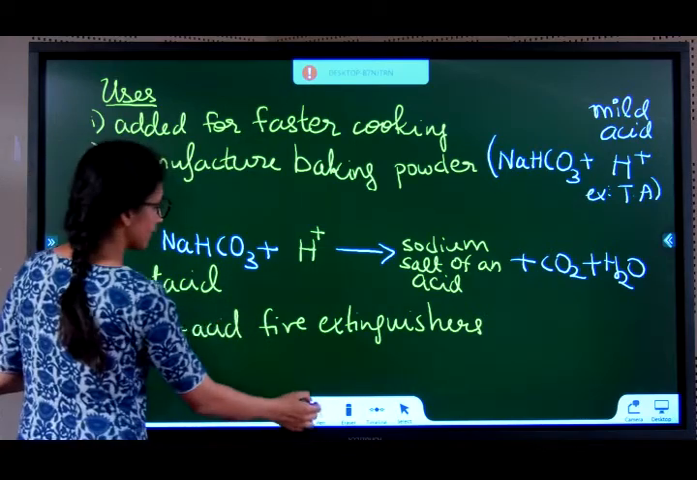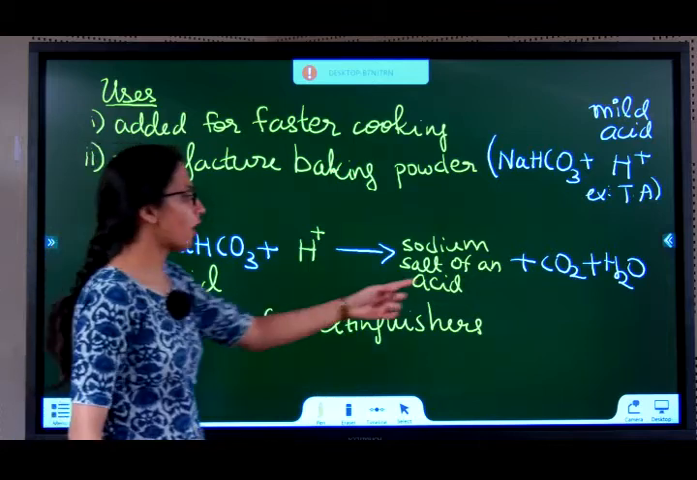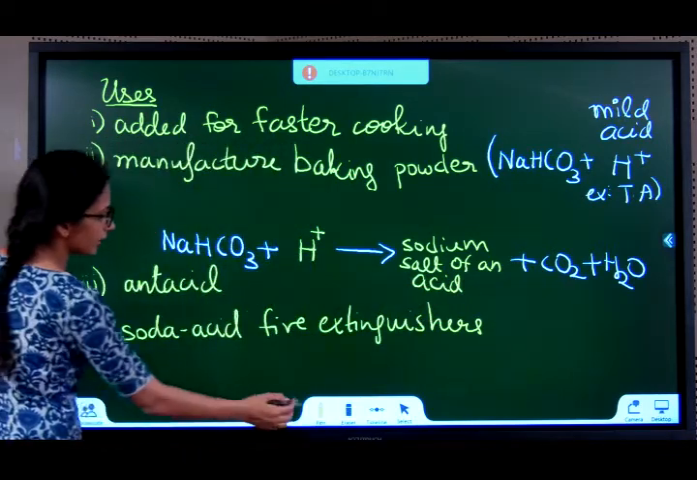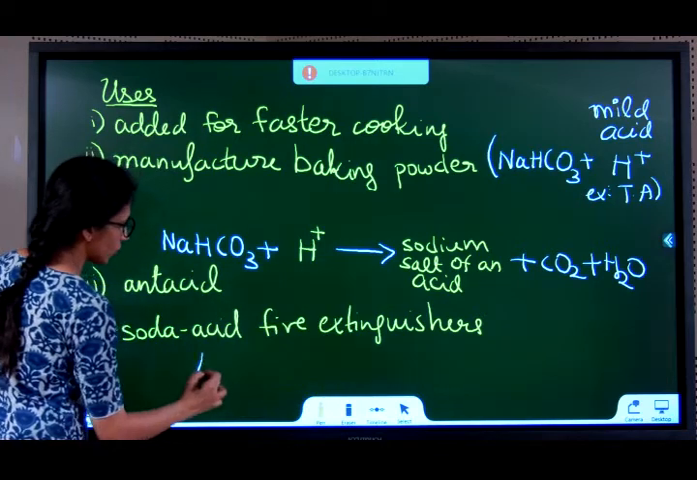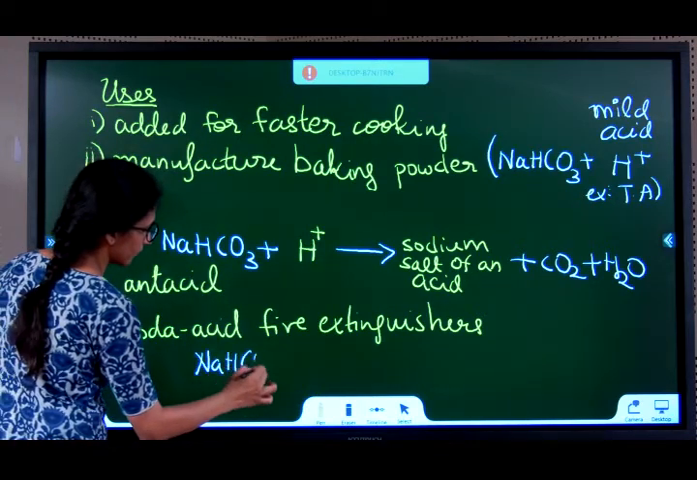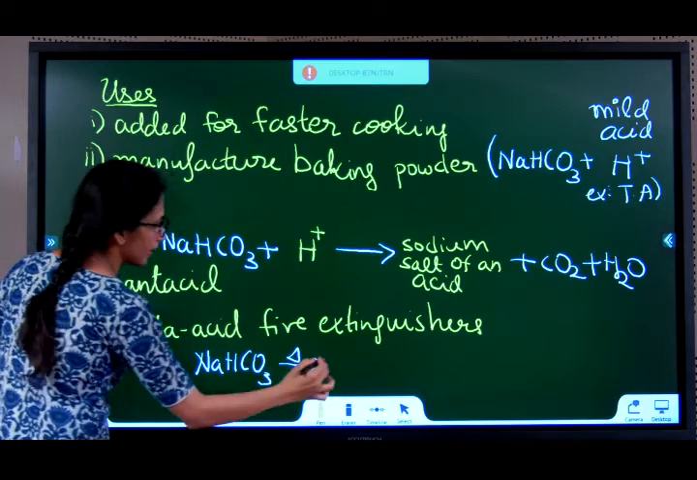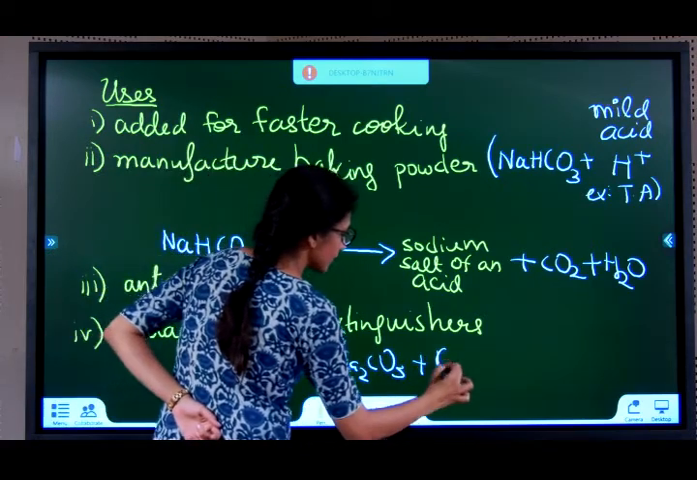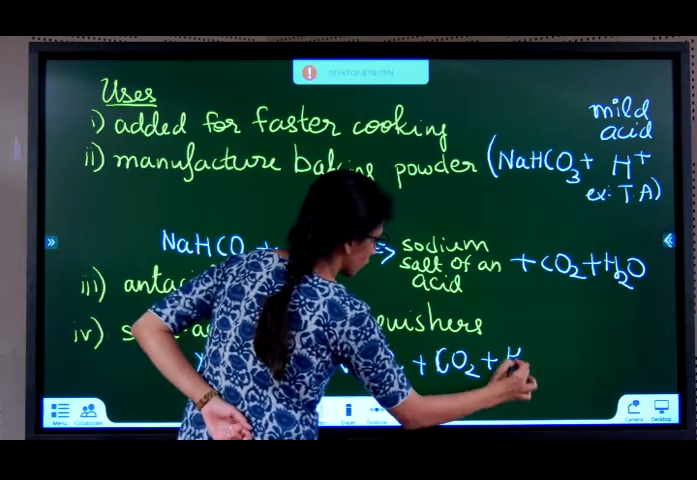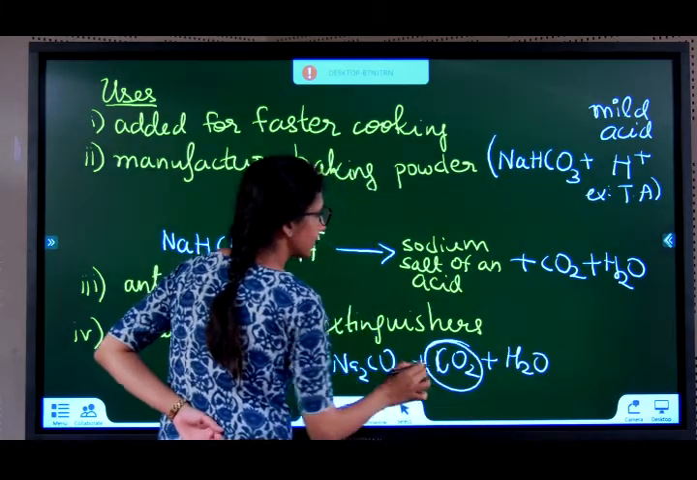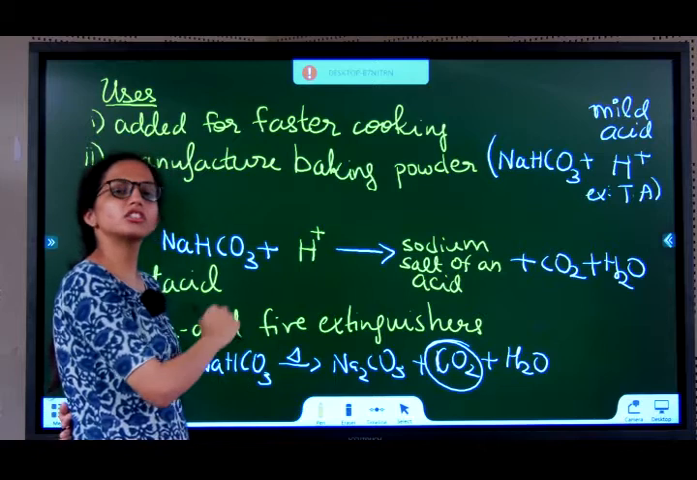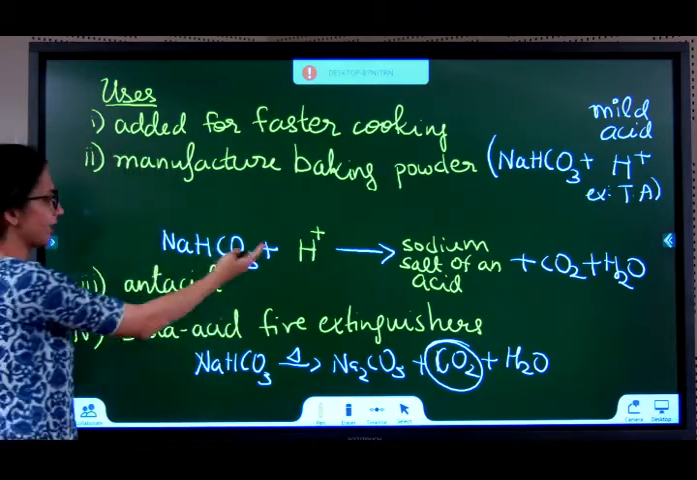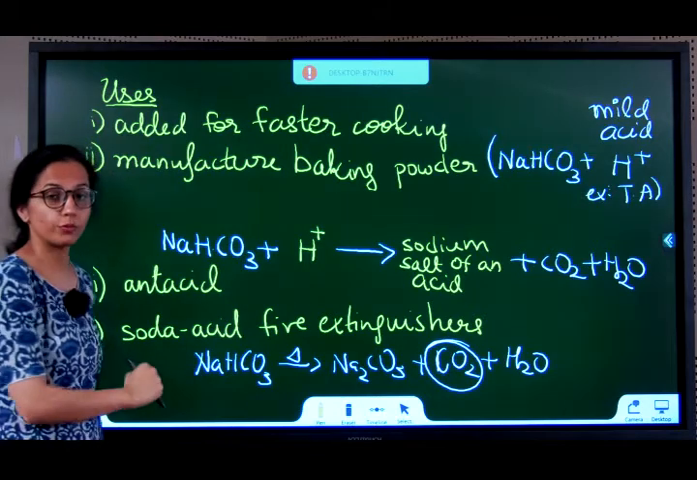Now one might ask, you wanted carbon dioxide. Why did I use acid? Why could I just not do this? Take sodium hydrogen carbonate, heat it up. I'll get Na2CO3 plus CO2 plus H2O. So here also I am getting CO2. So here also my bread will become porous. Why do all this? Why should I add acid? Here only I am getting CO2.